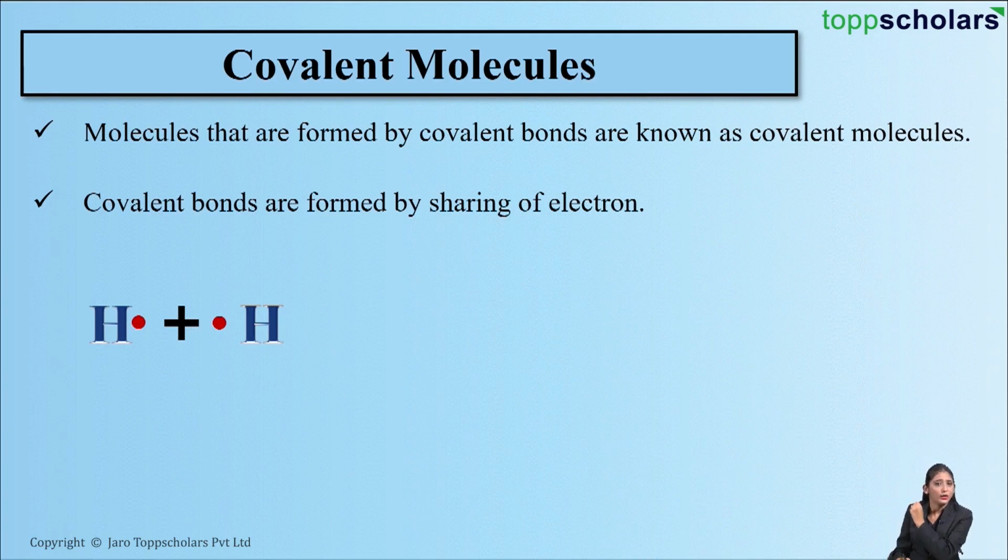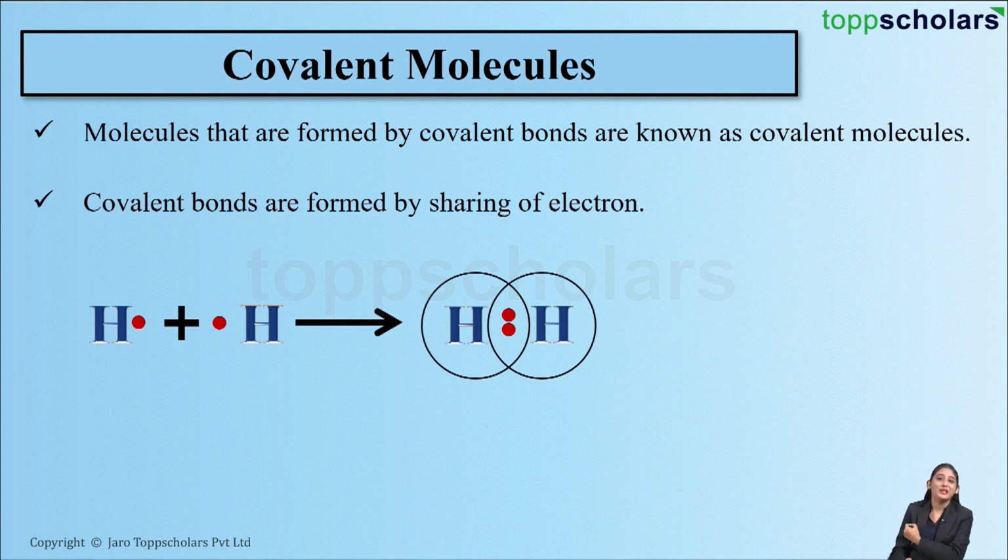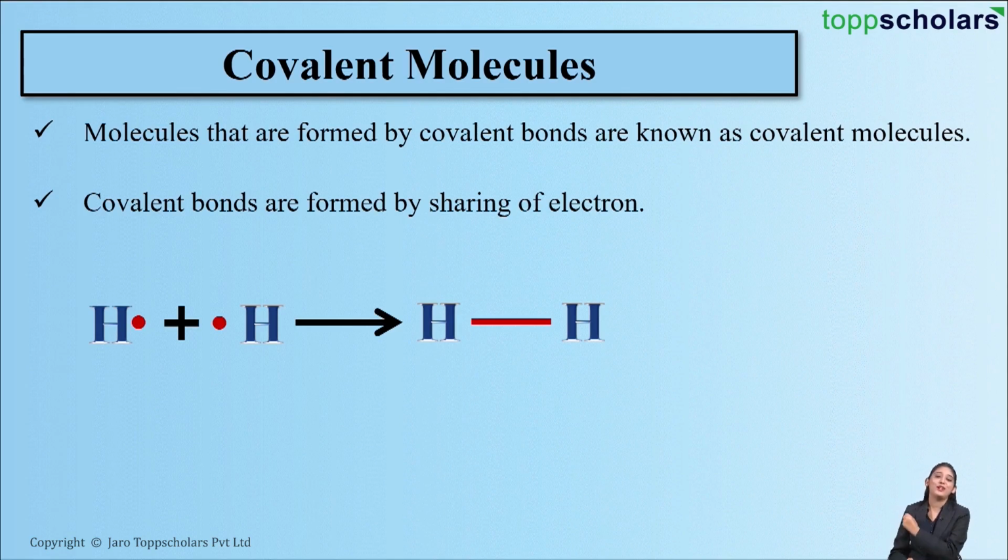Now here the red dot indicates the valence electron of hydrogen. So as you can see over here, each hydrogen atom has 1 valence electron. Now in order to become stable, hydrogen needs 1 more electron, right, to complete its duplet state. So each of these hydrogen atoms shares its 1 valence electron with the other hydrogen atom. So here these two hydrogen atoms have a shared pair of electrons. This shared pair of electrons results in the formation of a covalent bond.